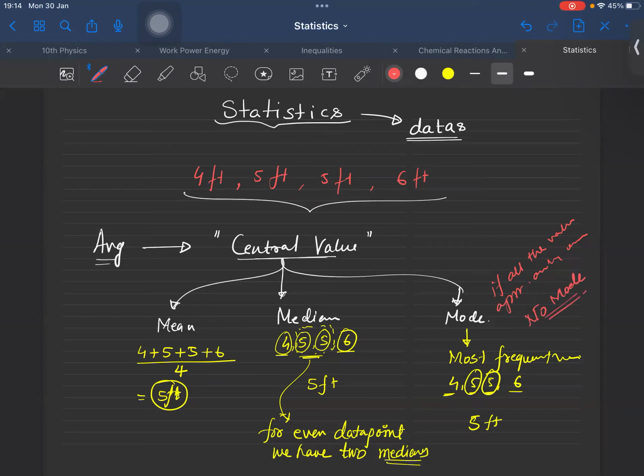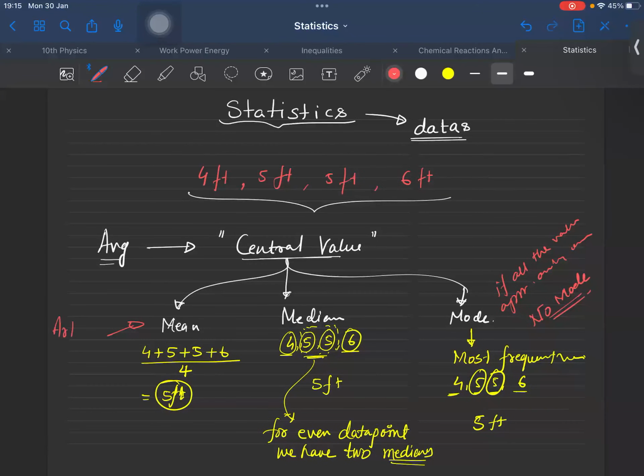And mean, as of now, we'll be studying as the arithmetic mean. We'll add all the data points and divide by the number of data points. Arithmetic mean. Okay, understood? I'll give you a few data points and you tell me the mean, the median, and the mode of the data.